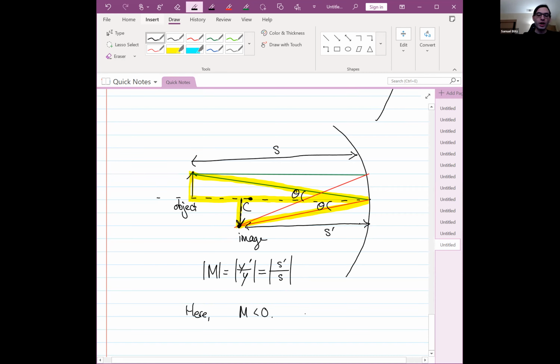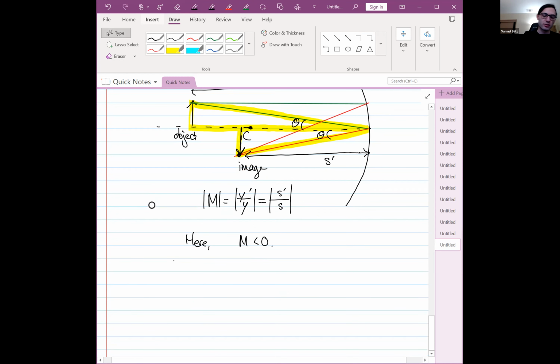M is negative. And we also know that both S and S prime are positive in this case, because S is on the incoming side and S prime is on the outgoing side. So what that means is that the formula for magnification should be the negative of S prime divided by S. And that indeed is our formula for magnification for a mirror.